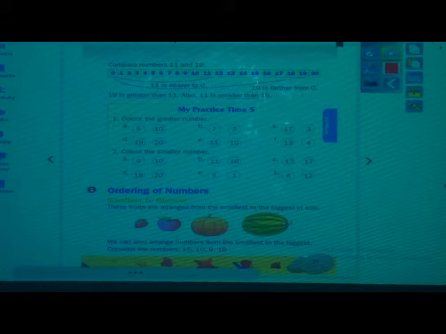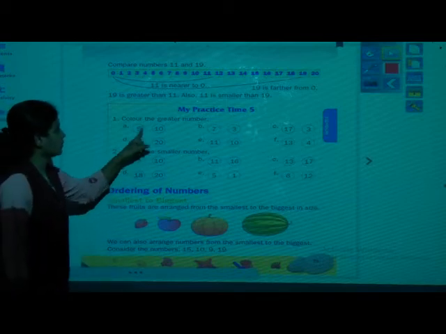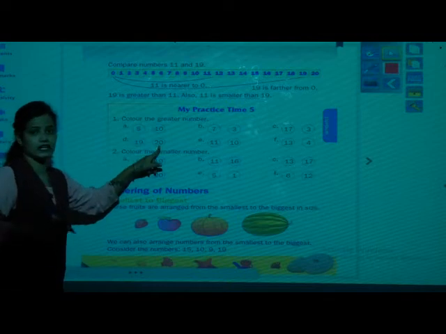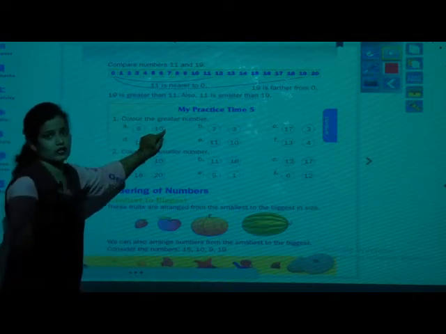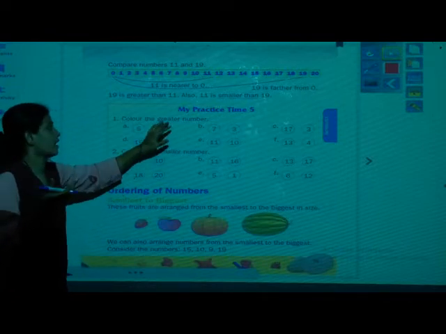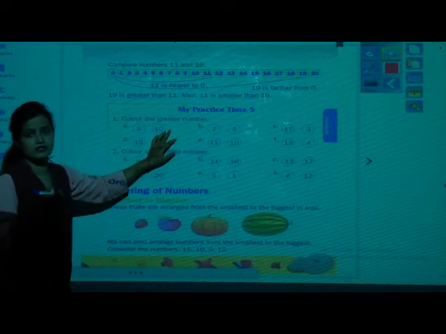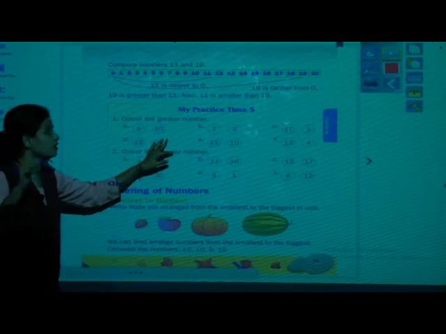Practice time. Color the greater number. What do they ask us to do? You have to compare two numbers and color the greater one. Greater means the one with more quantity. The number which is bigger, for that you have to color.